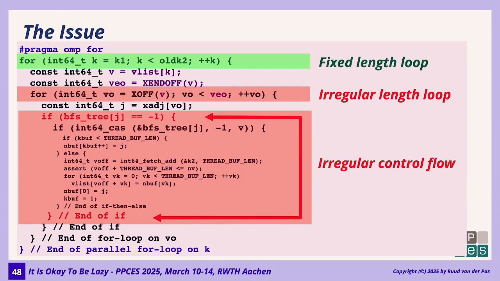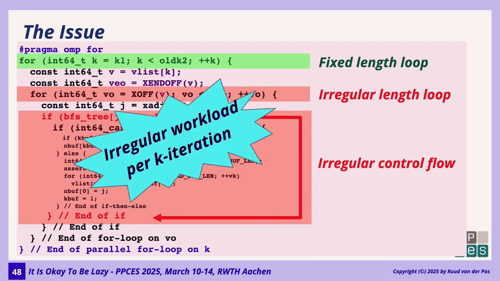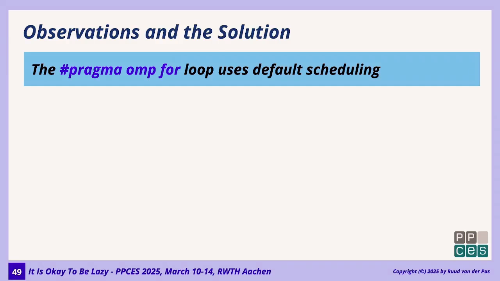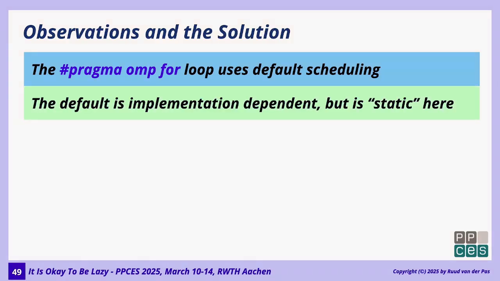So whether this first if is true or false has a tremendous impact on the amount of work being done. It's a very clear case of a load imbalance. And that means for different values of K, you potentially do very different amounts of work. So that's the problem. Now, we have that default schedule. Default schedule tends to be static because static is cheap.